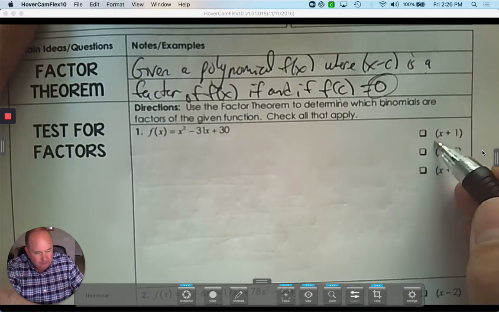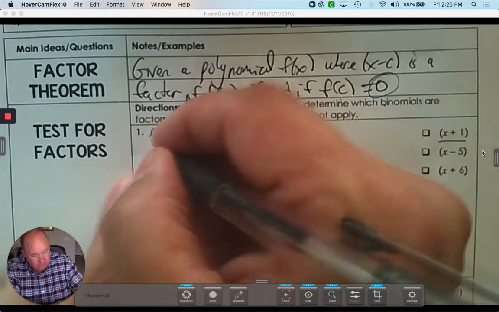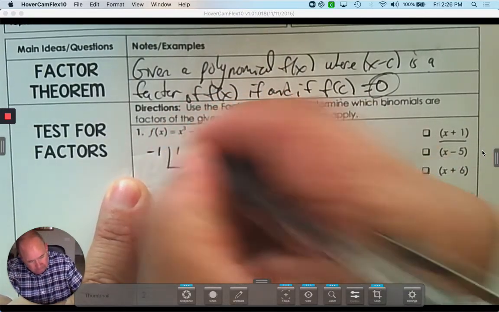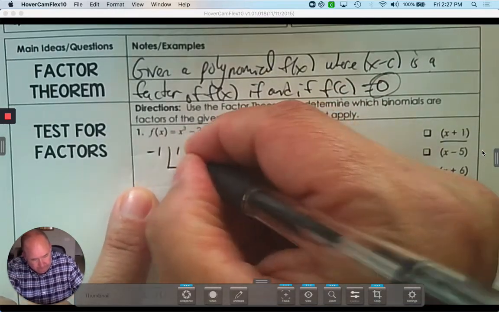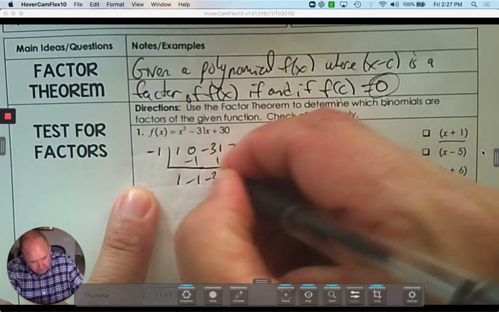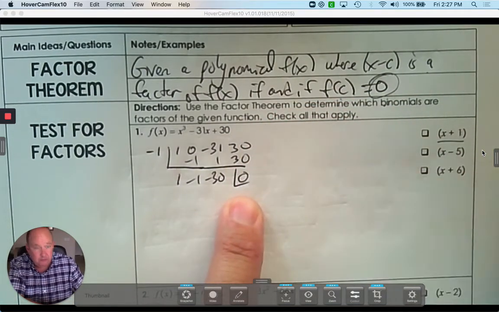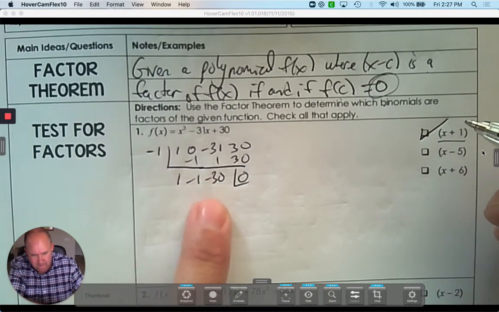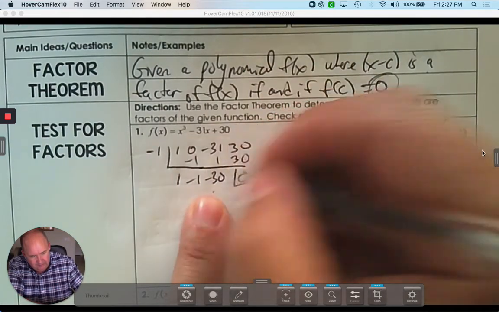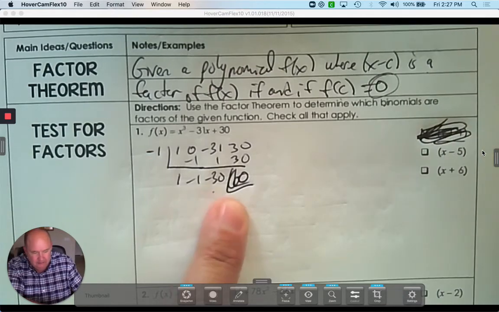For this one, because I'm given a factor, I need to change the sign. I need to use the 0. So the first one, I'd be using -1. Be careful of any missing terms. What did you notice? Is the remainder 0? That is a factor. Did I do something wrong? Felt like I did something wrong. Oh, a negative. That doesn't add up to 0. That adds up to 60. Not a factor. That's 60.